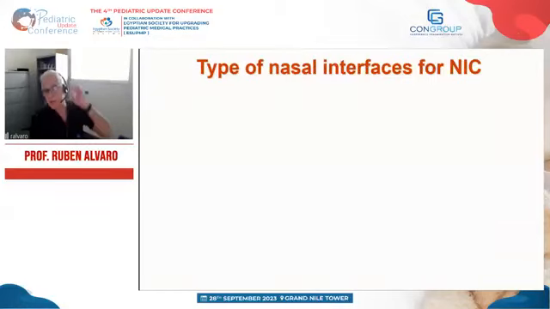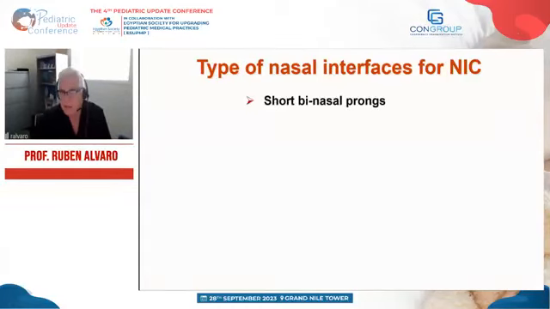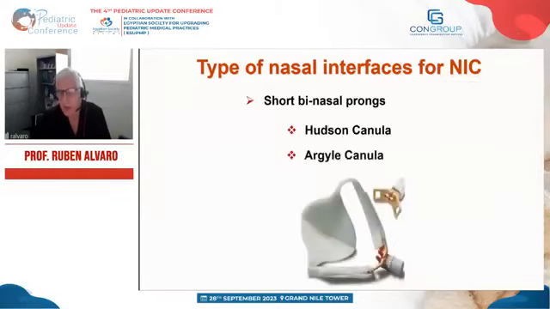Now, in terms of the type of nasal interfaces that we use for non-invasive ventilation, they're basically the same type that we use for nasal CPAP. Short binasal prongs are by far the better ones, especially when you compare them to a single nasopharyngeal tube, because of the decreased work of breathing with the binasal prongs. So binasal prongs are the interface that is recommended for any type of non-invasive ventilation.